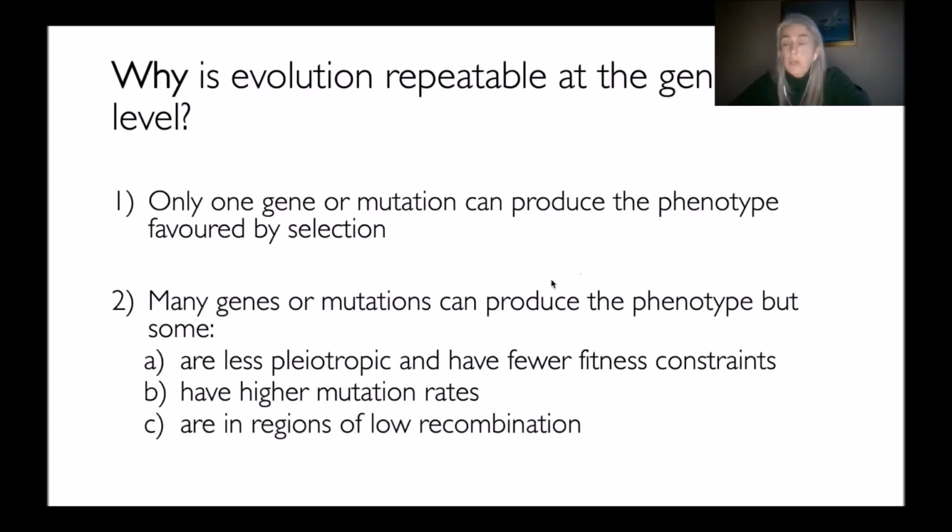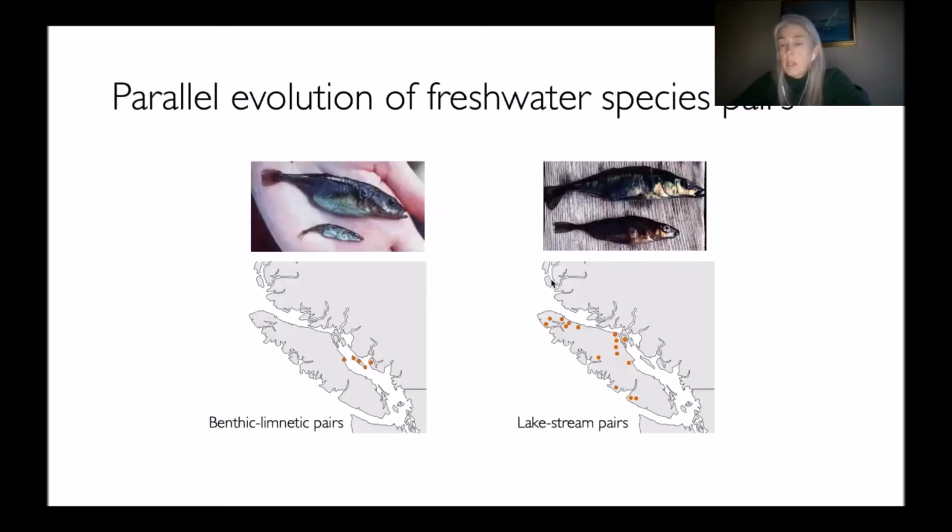Okay, so again, Diana set out to address these questions using two different cases of parallel evolution of freshwater species pairs. So these benthic-limnetic pairs, which are found in 5 independent lakes in British Columbia, and then we've also looked at these lake-stream pairs, which we've examined 16 independent lake-stream pairs. So I'll give you a little bit more detail on these systems.